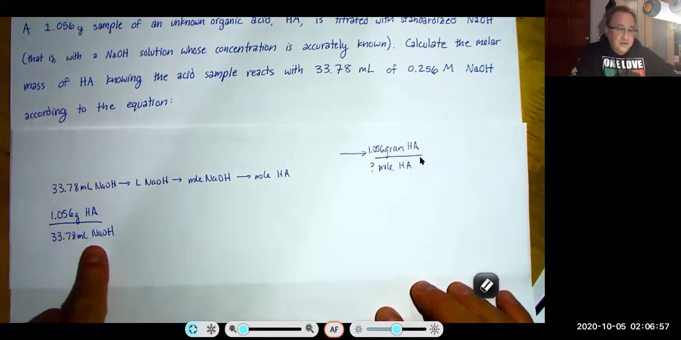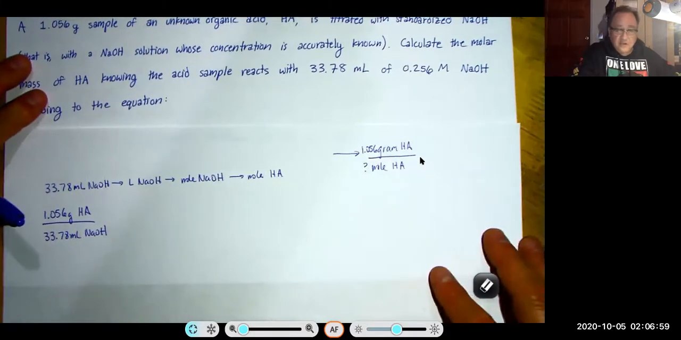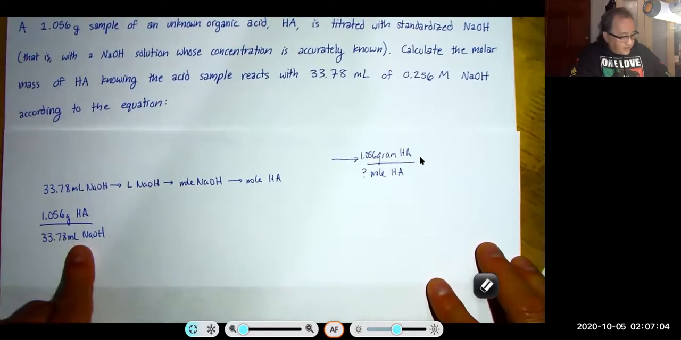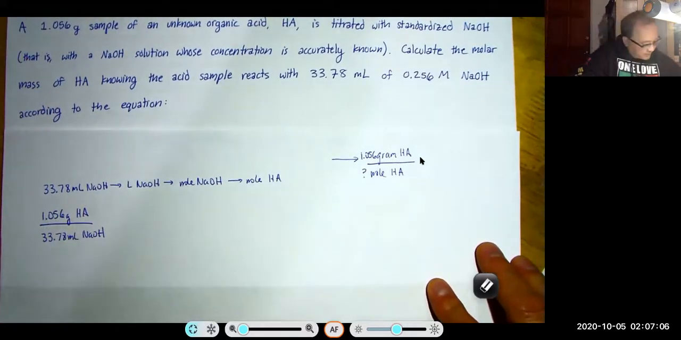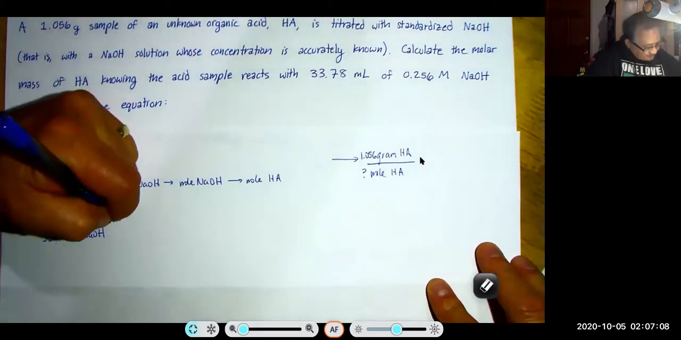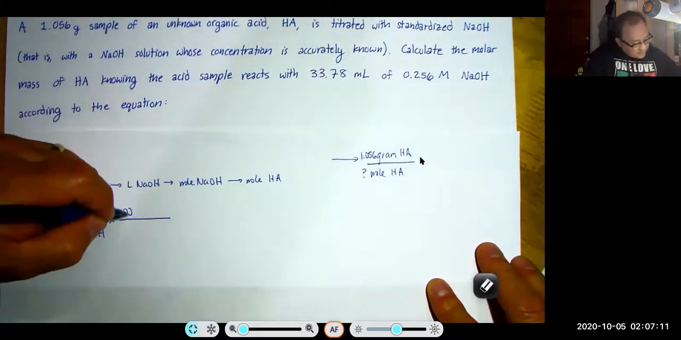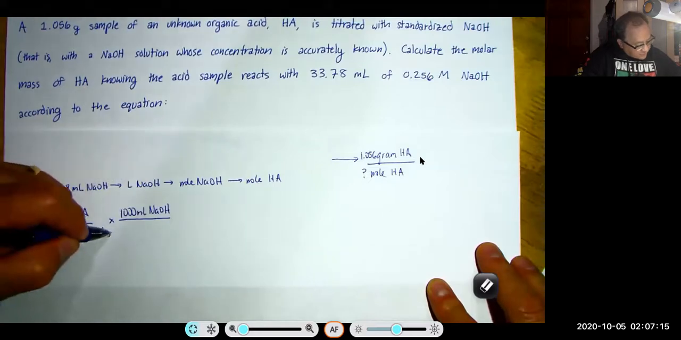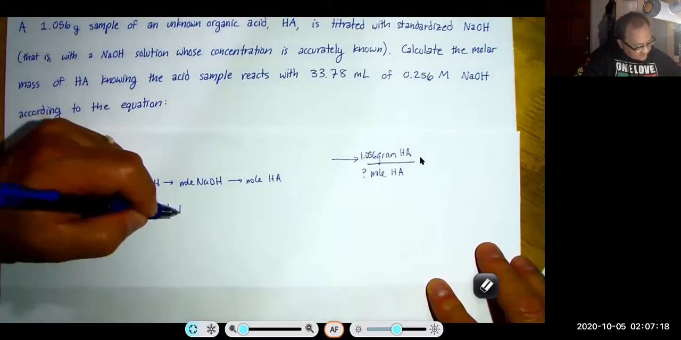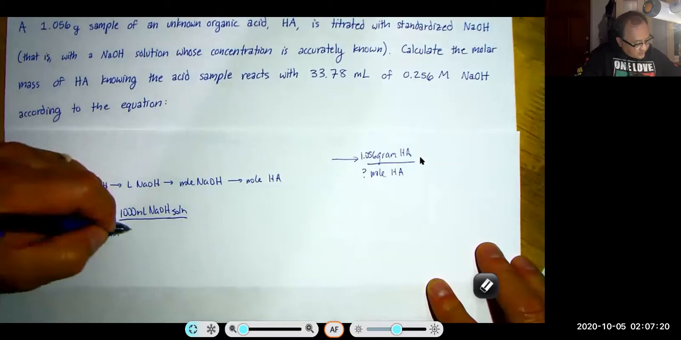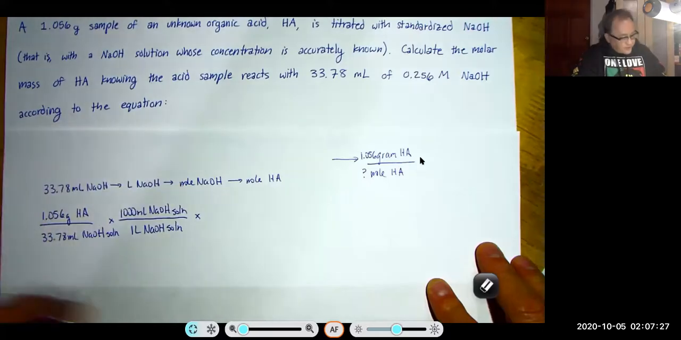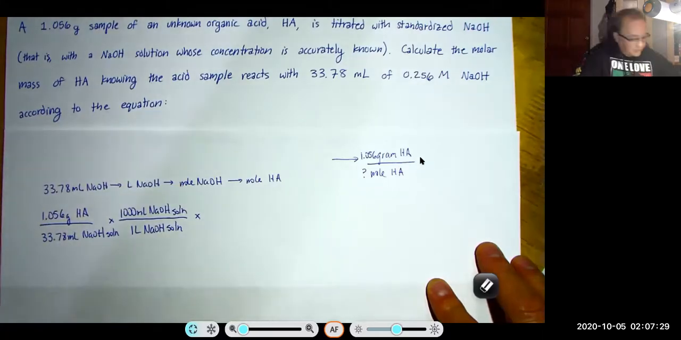Why am I starting with that on the bottom? Well, to get the molar mass, normally you get grams per mole, and I know I can start here and turn that into moles. So here I'm going to multiply by 1,000 milliliters of sodium hydroxide. And here I didn't write solution, but I'm going to write it now. Times 1 liter of sodium hydroxide solution. And of course, the reason we do this is because the molarity is in moles per liter.